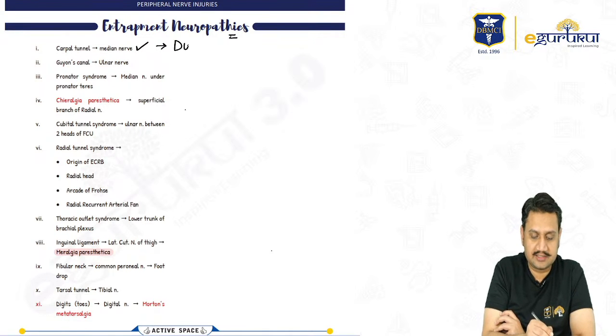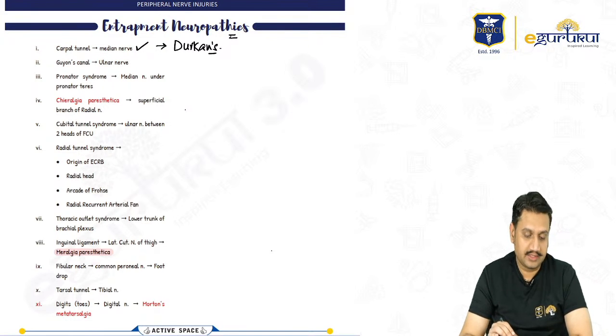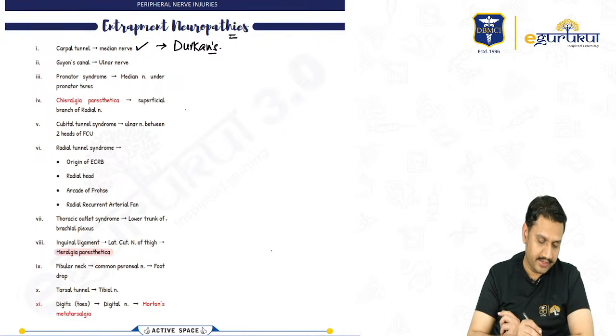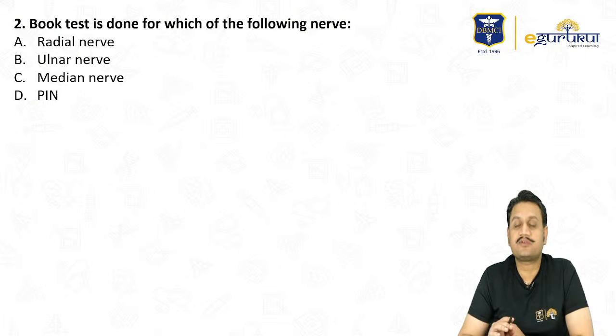So Durkan's test is the most sensitive test for carpal tunnel syndrome, right? So specific and sensitive, Durkan's is the most important one. Okay, this was one. The second question was, book test is done for which of the following nerves?